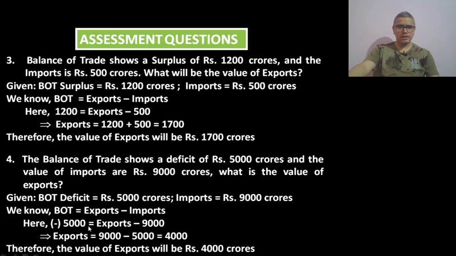Here you have to remember one thing. Whenever surplus is given, you don't have to mention the sign over here because it is understood that it is plus. And whenever deficit is given, you have to write minus over here so that the calculation becomes easier. Otherwise, if you don't write the sign over here, you would have written minus 9,000 and this plus. So 5,000 minus 9,000, you would have got minus 4,000 as the answer. So it would have been a wrong answer. So always remember, whenever deficit is given, you have to mention minus in balance of trade.